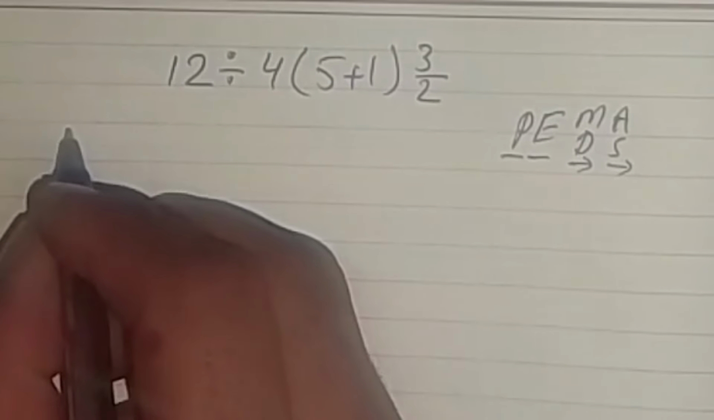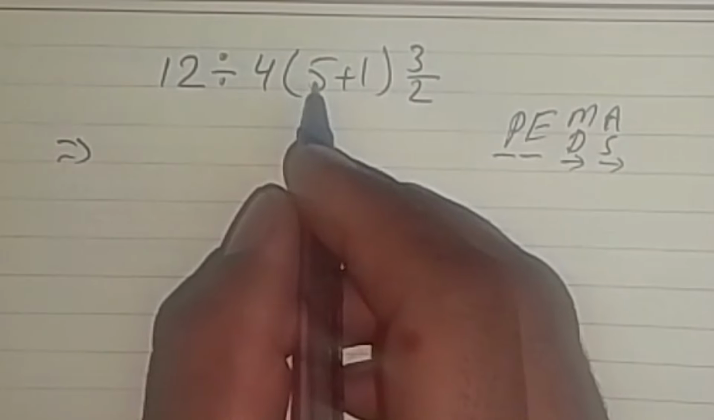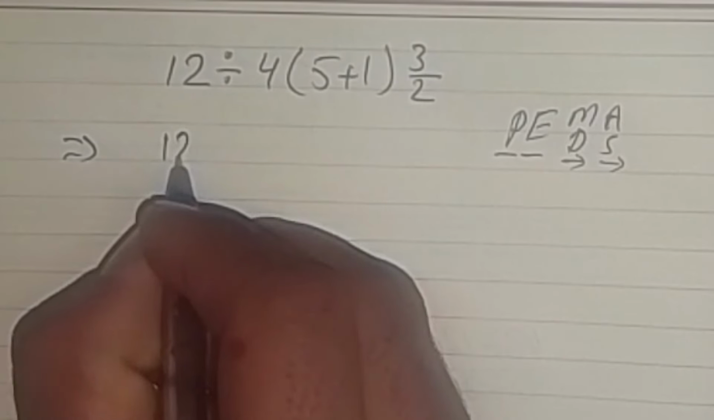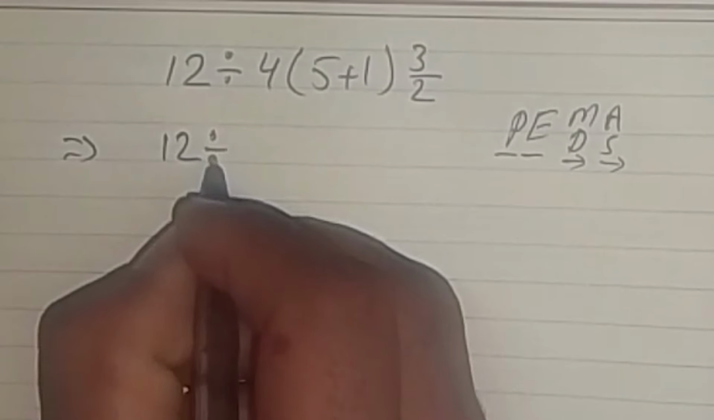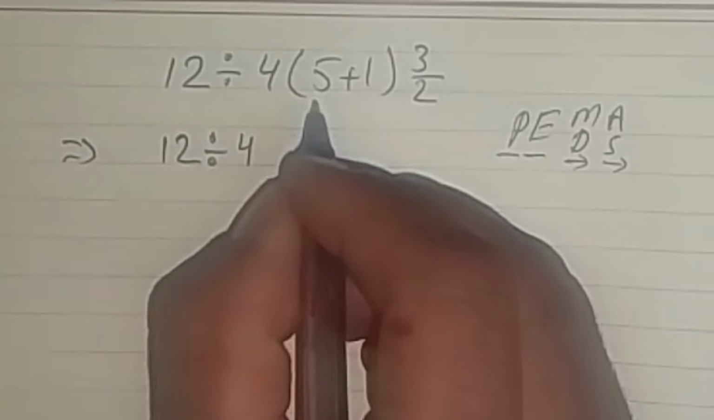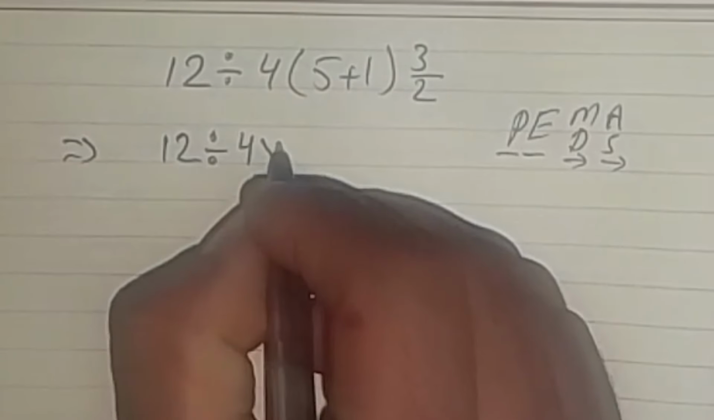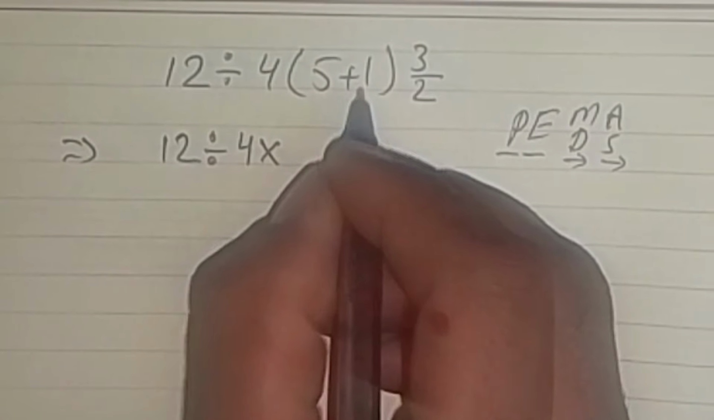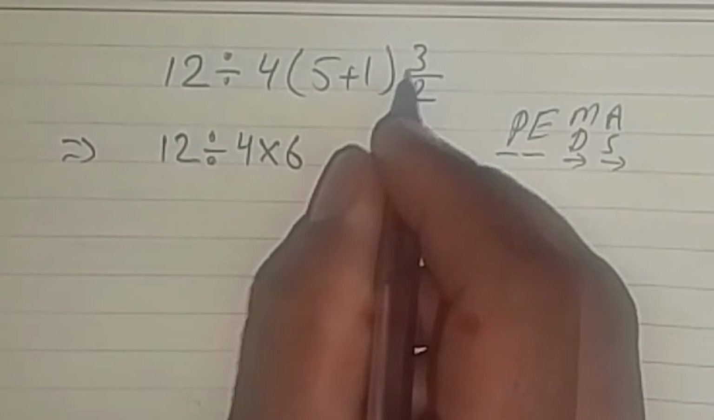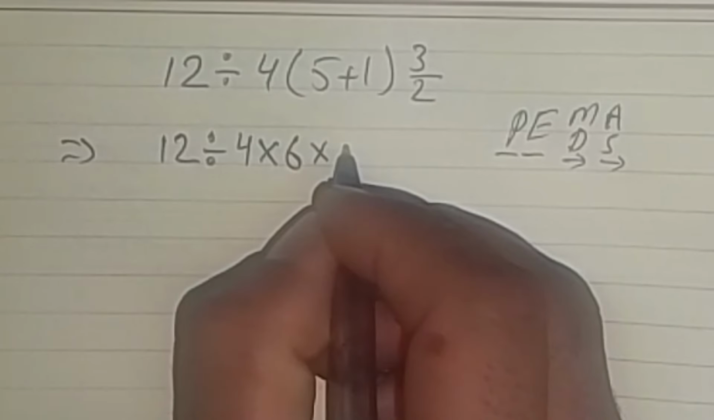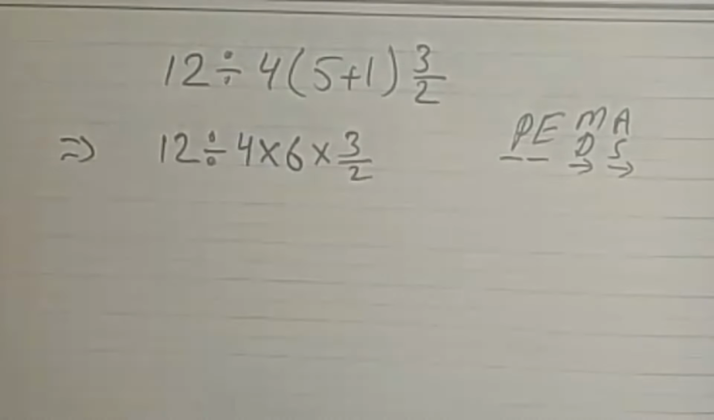So according to the rule, first we solve the parentheses. Now first of all we solve the parentheses. 12 divided by 4, and here is multiplication, and 5 plus 1 gives us 6, and here also multiplication, 3 over 2.